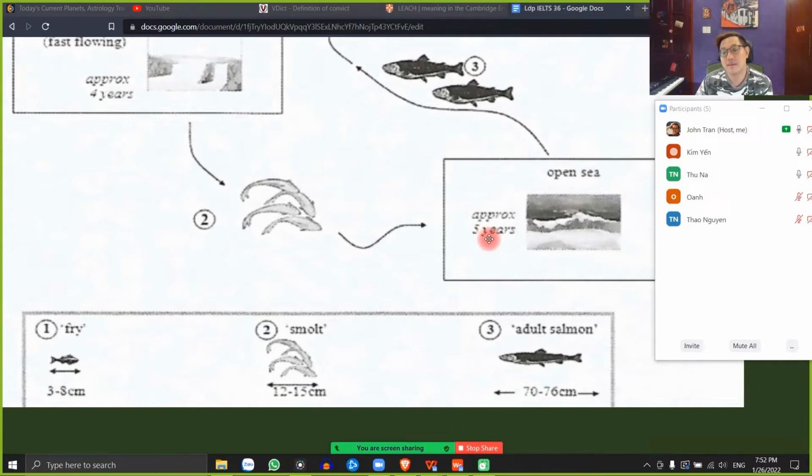And it spent approximately 5 years in the open sea.